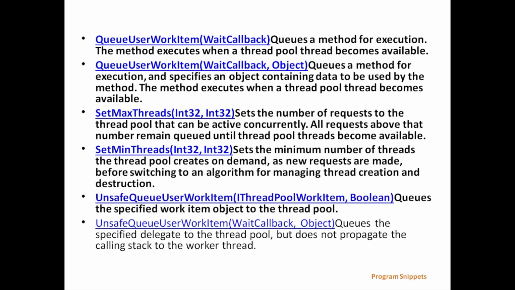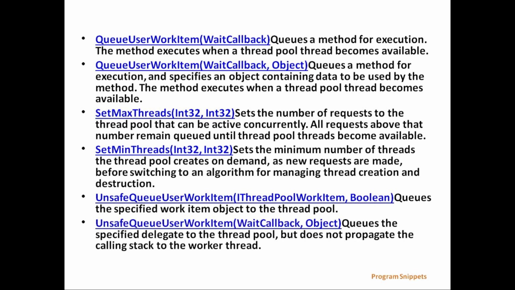UnsafeQueueUserWorkItem with parameter IThreadPoolWorkItem and boolean, which queues the specified work item object to the thread pool. UnsafeQueueUserWorkItem with WaitCallback and object as a parameter, which queues the specified delegate to the thread pool but does not propagate the calling stack to the worker thread.